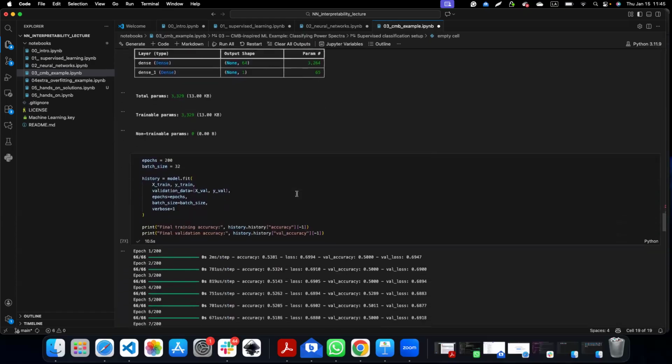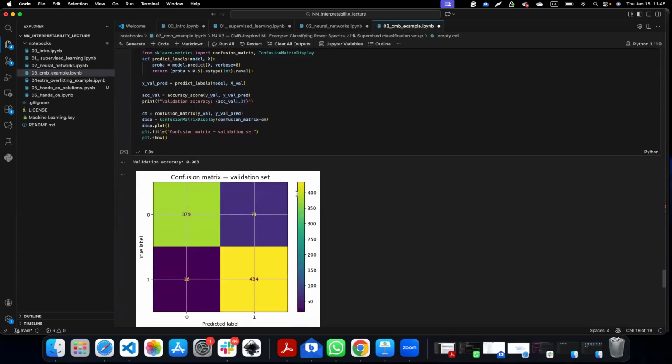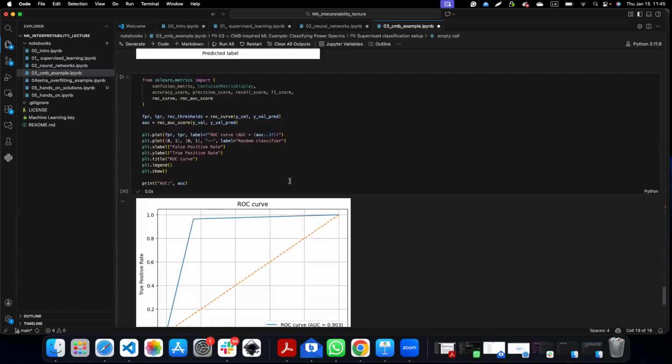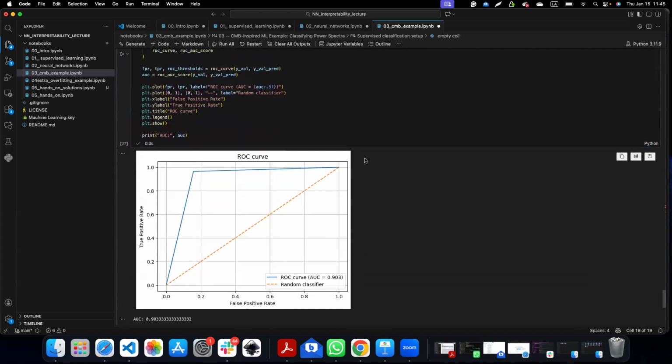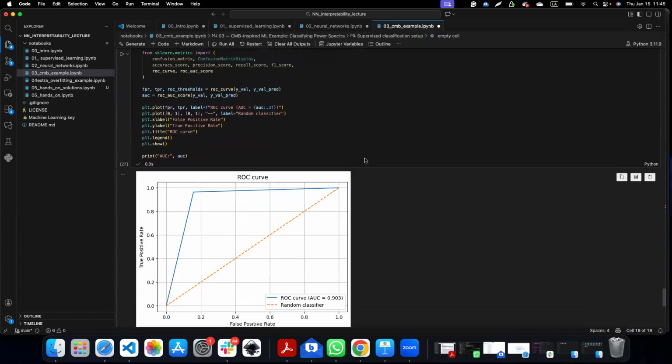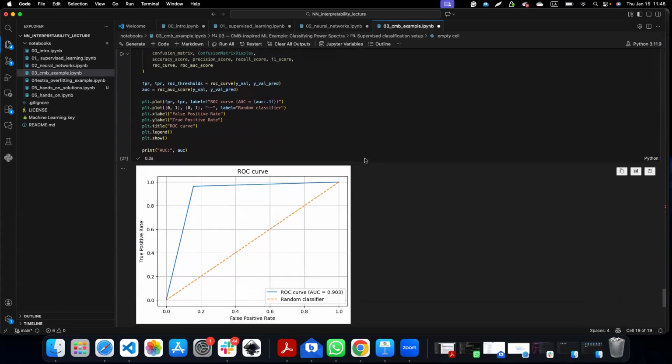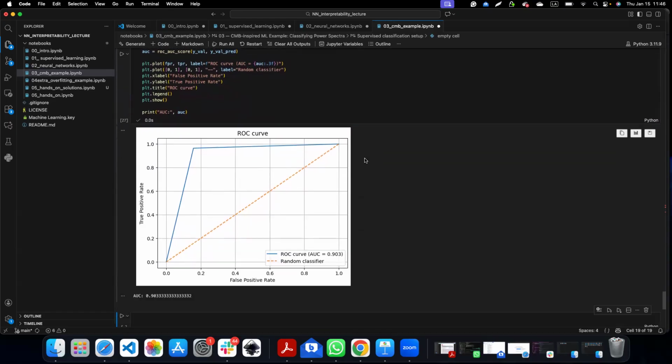Okay, we trained, we saw this, we saw that, and now finally let's compute the ROC curve. Here you see that we have a score of 0.9, and it's kind of okay. So it's kind of working. We can be proud.